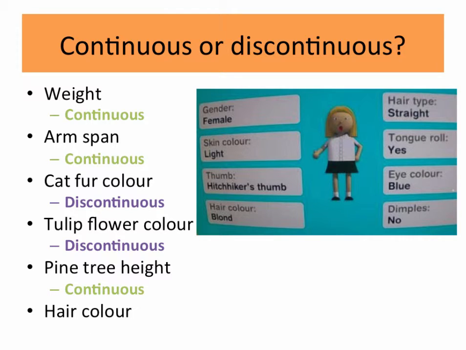And hair colour. Discontinuous. You'd either be born with black, brown, blonde, or ginger hair. There may be slight variations from this, but essentially people fall into one of those groups.